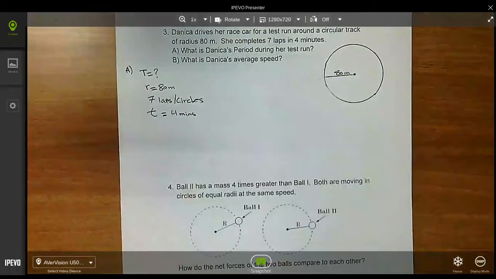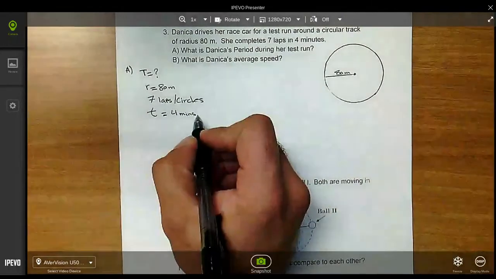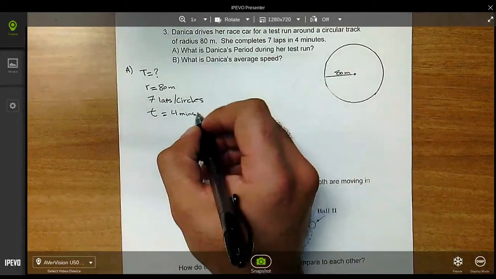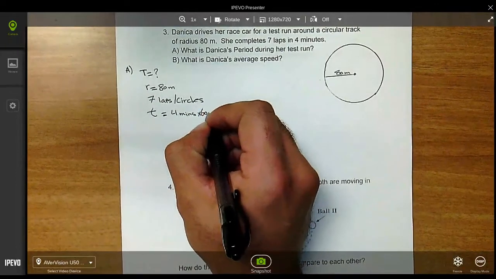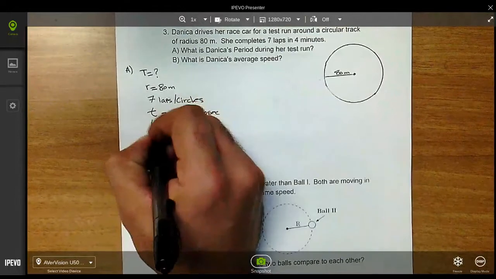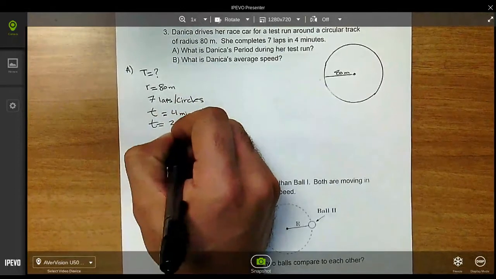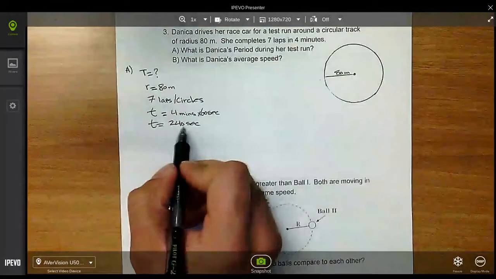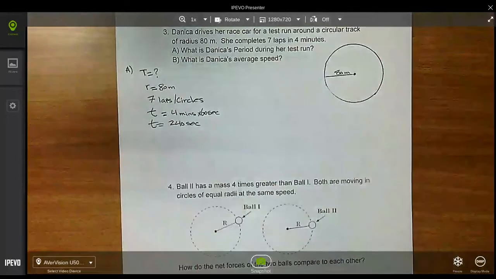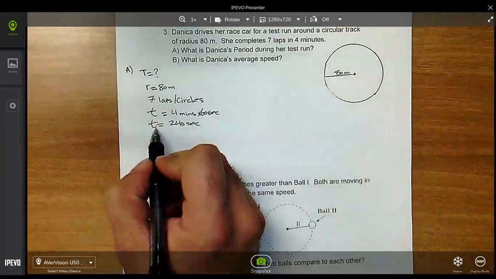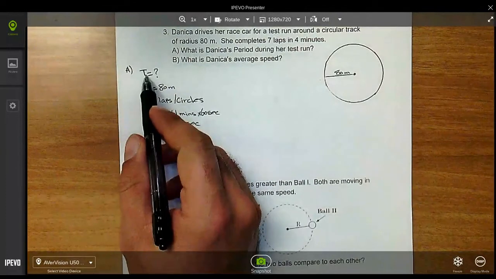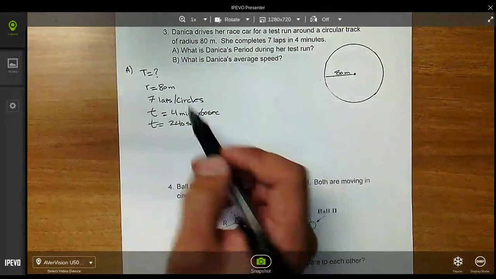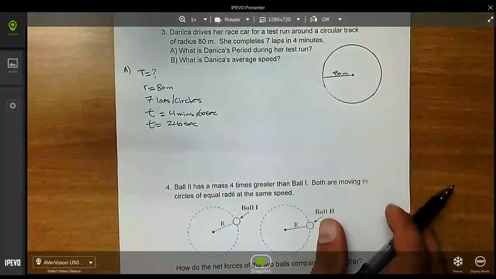However, time always needs to be in seconds, and we can't keep it in minutes. So the t equals 4 minutes here needs to get converted into seconds by multiplying by 60 seconds. So we get t is equal to 240 seconds. And now we finally have a time that is in the correct unit, and we can proceed to find our period. Remember to never confuse the lowercase t with the uppercase T. This is time, that's period, and that's what we're trying to solve for.